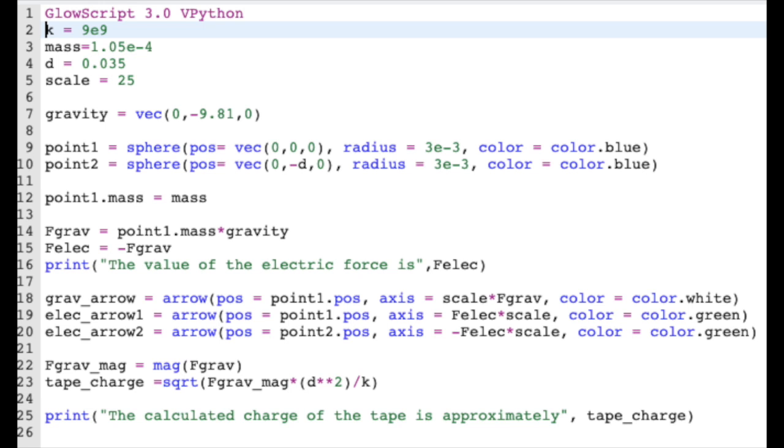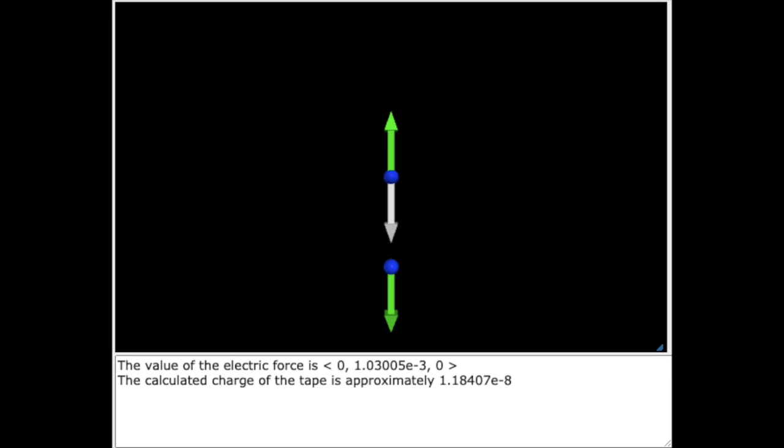In this GlowScript code, I basically did exactly what I did in the calculations, however, I used the values in vector form. This allowed me to create arrows that give the direction and the magnitude of each of the forces. This is the outcome of my GlowScript code.